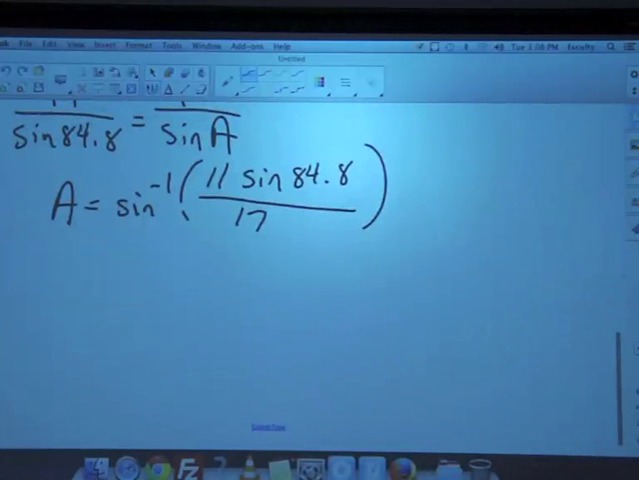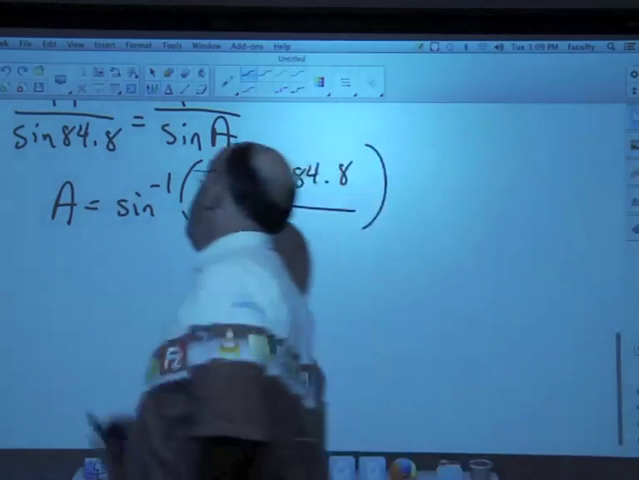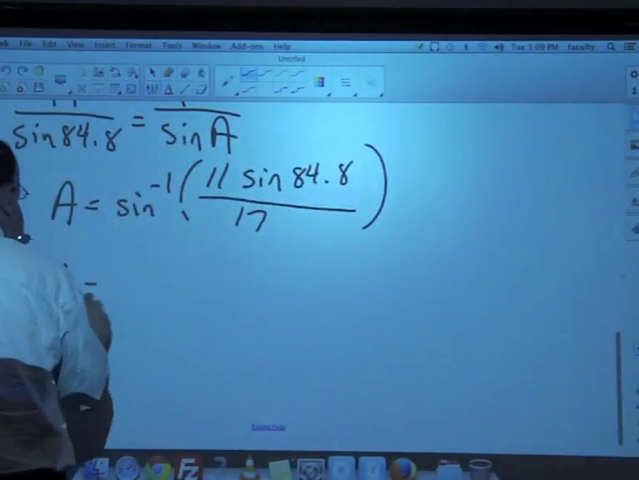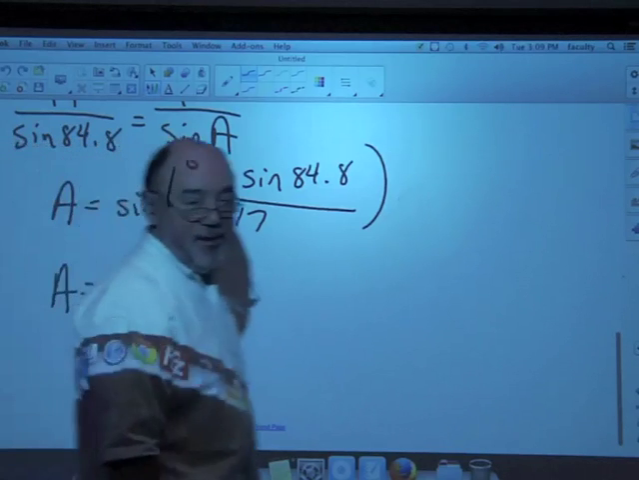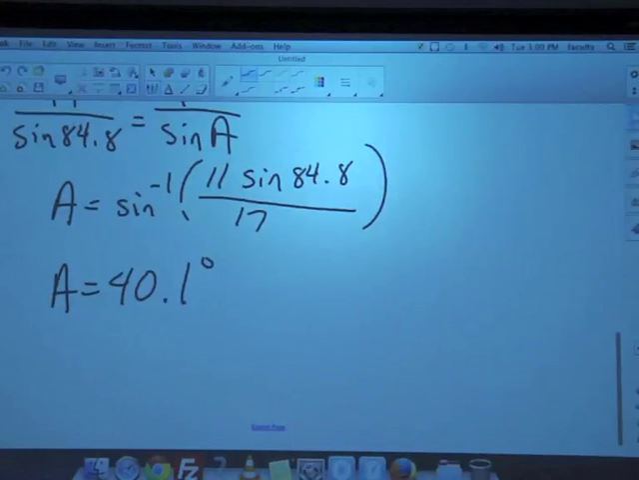So you plug that into the TI. Why do you use the inverse sine? Because we're finding the angle. Whenever we want to find angles, we use inverse sine. So it's 40.1 degrees. And of course, we can then find the third angle because the sum of the angles has to be 180. And so therefore, the third angle is going to be 180 minus those two.